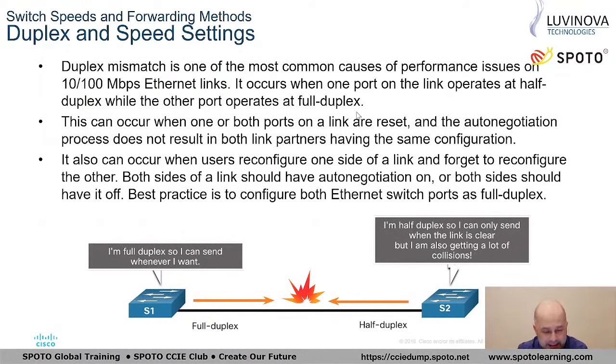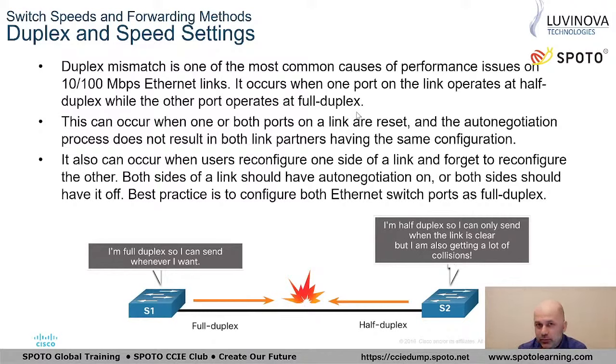Duplex and speed settings. Duplex mismatch is one of the most common causes of performance issues on 100 megabits. 100 megabits means your network card accepts speeds from 10 up to 100 megabits of bandwidth. It occurs when one port on the link operates at half duplex, while the other port on the link operates in full duplex.